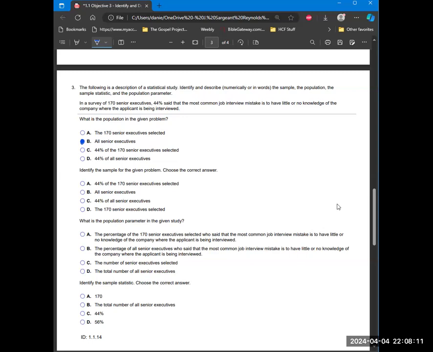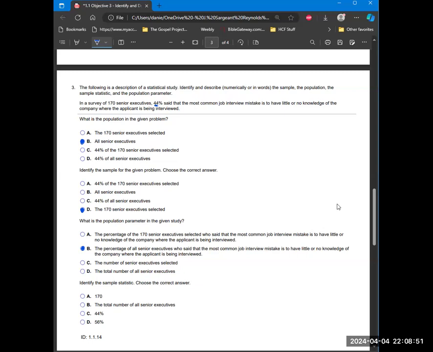So identify the sample for the given problem. That would be the 170 senior executives that were selected, which is option D. Then we're asked, what is the population parameter in the study? And that is the percentage of all senior executives who said that the most common job interview mistake is to have little or no knowledge of the company where the applicant is being interviewed. So that was option B. That's this percentage. It's right here.